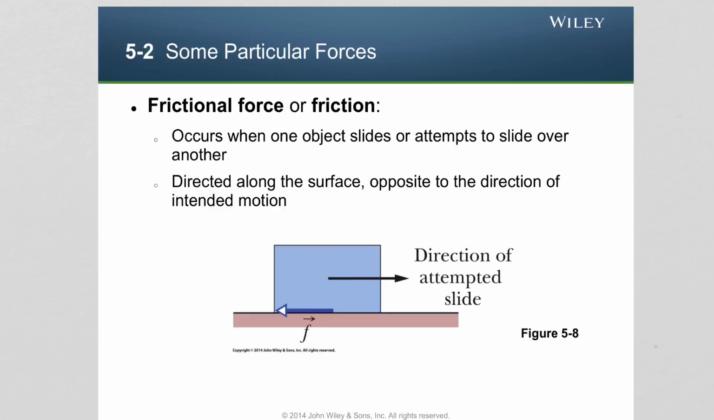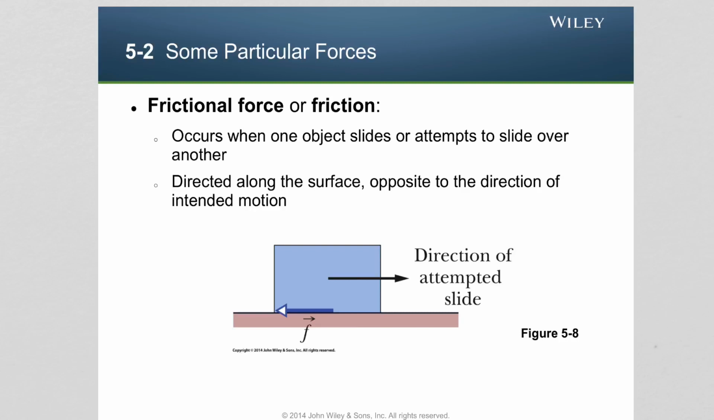Another very specific force, which is also one of the most dominant and present forces in the universe, is the force of friction, or just friction. The force of friction occurs when the object slides or attempts to slide over another object. The force of friction is directed along the contact surface opposite to the direction of intended motion.